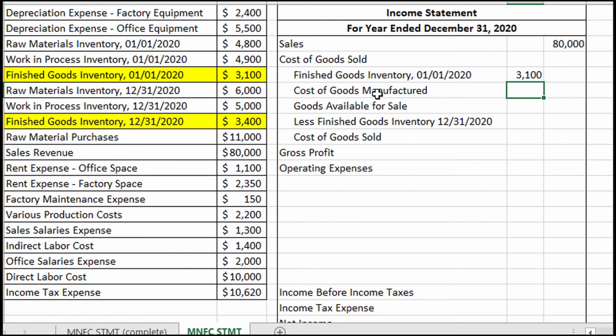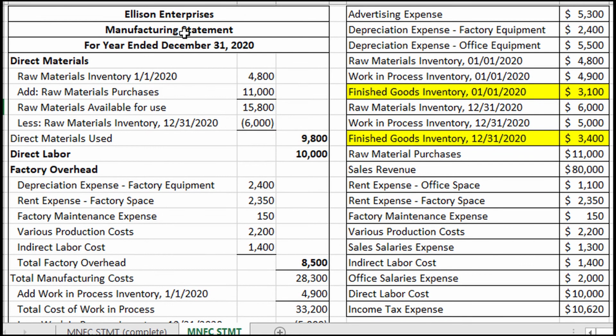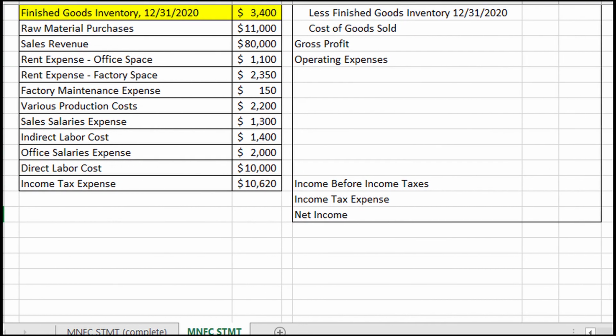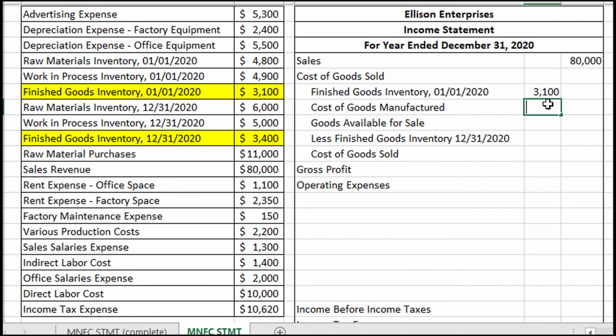Then we have to add the cost of goods manufactured, and that's why this is kind of a continuation of the previous video where we created the manufacturing statement, because we're going to have to grab that number from there. So the cost of goods manufactured is $28,200. So we can type that in right here. And if we add those two numbers together, the finished goods beginning balance and the cost of goods manufactured, that gives us the cost of goods available for sale, which is $31,300.